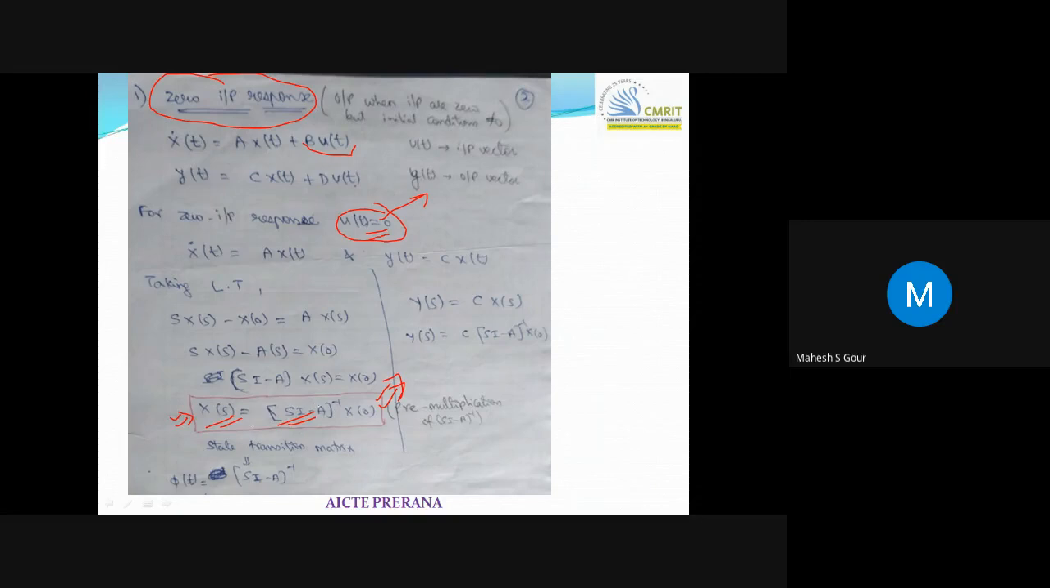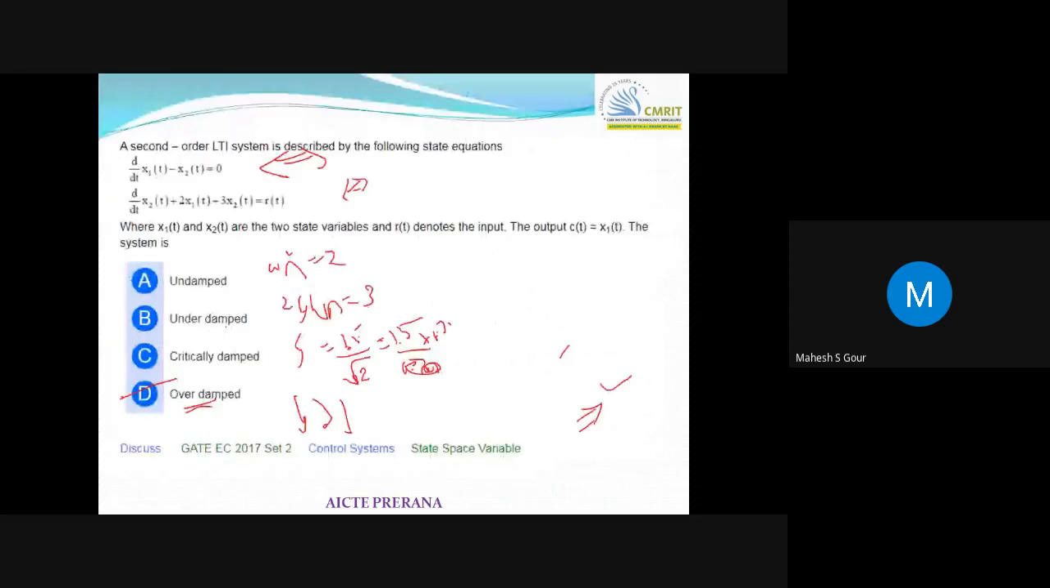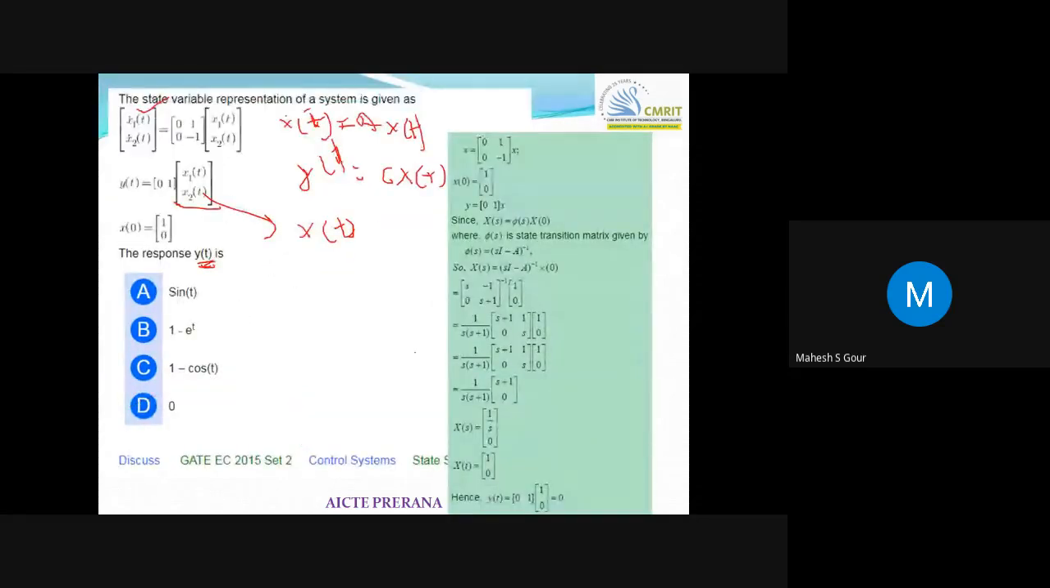So this is the formula: (sI minus A) inverse into x of 0. So x of 0 is given. This is done. Now y of t we need to find, right? y of t is [0 1] into the x matrix. So what is your x of t matrix formula? That is (sI minus A) inverse into x of 0. x of 0 is already given as 1, 0, right? So I need to find sI minus A. This matrix is your A: 0, 1, 0, minus 1, right?